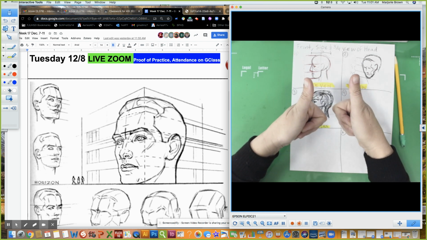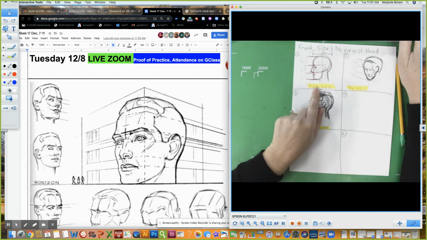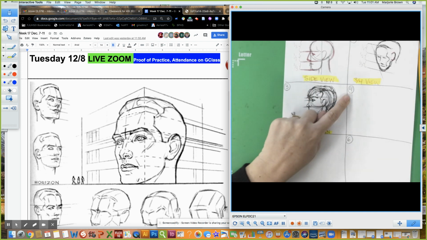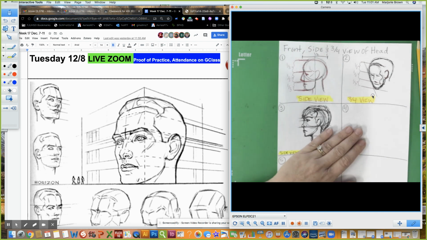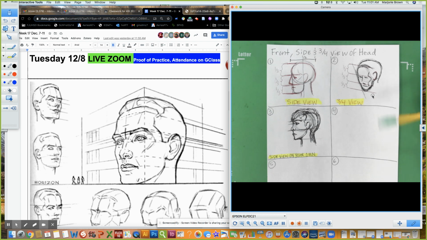You are correct. I have side view right here. Good job. And then 3/4 view right here. It definitely looks more like the 3/4 view. Excellent. Thank you for your participation. So we're going to be drawing another 3/4 view right underneath here.